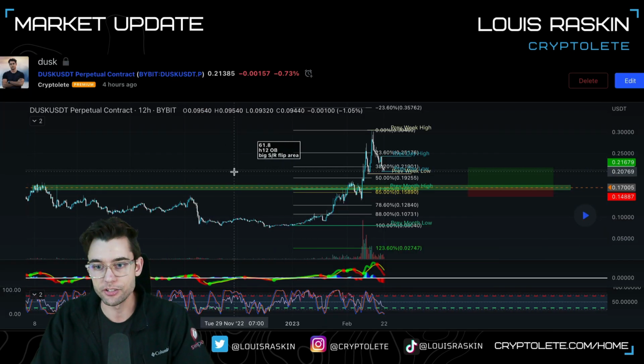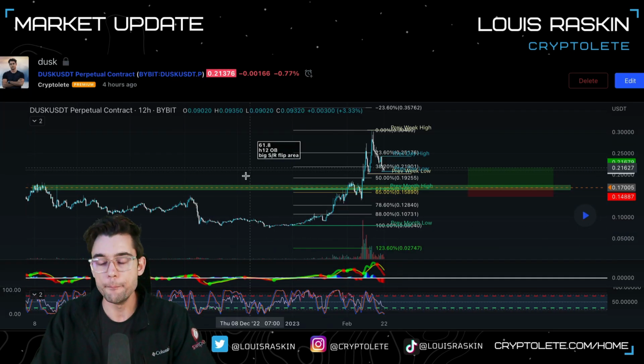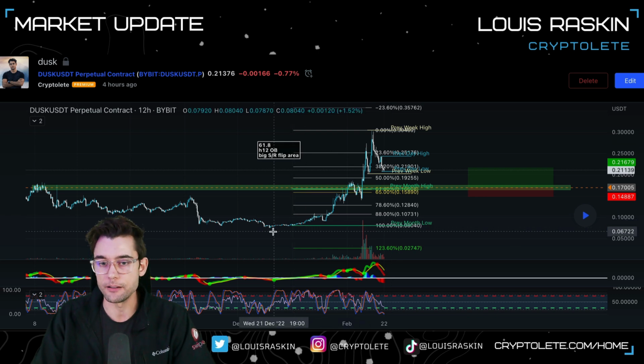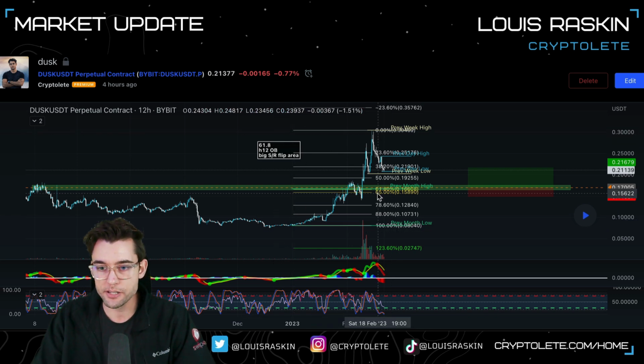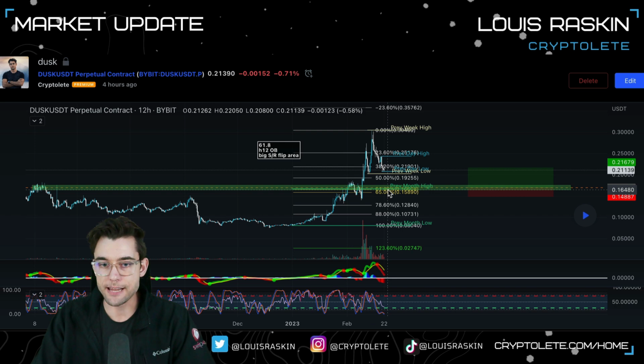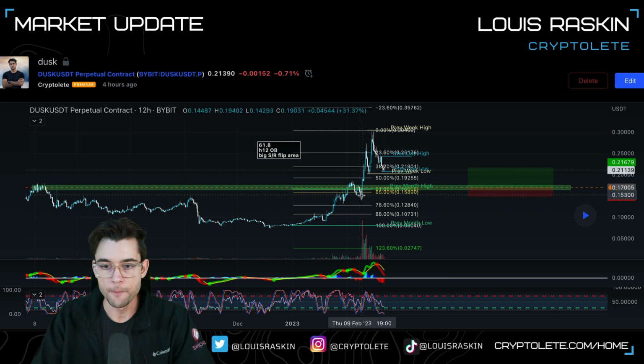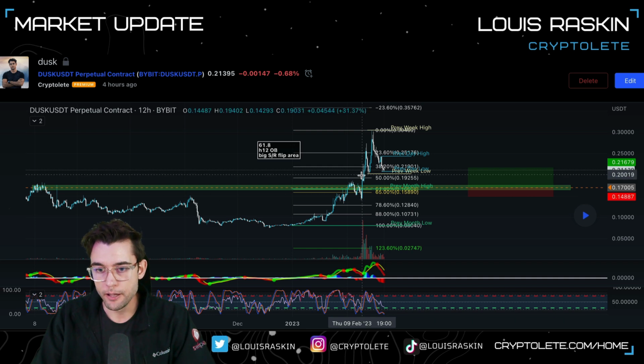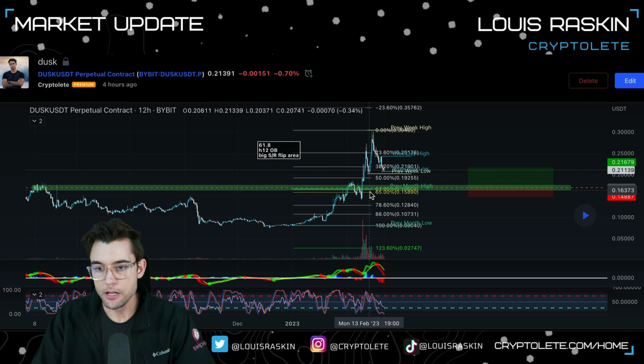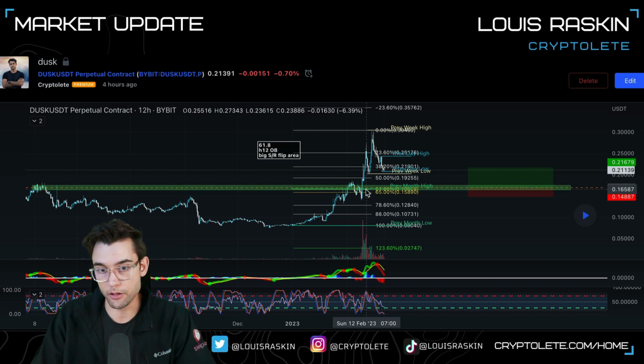This is Dusk. Dusk had a huge run up, a massive run up. I do the same thing. Fib, bottom to top. See where the 61.8 is. It's at the big 12-hour order block. So this is the move down before the move up that broke this market structure. It never came back to retest it. And plus it's a fair value gap as well.